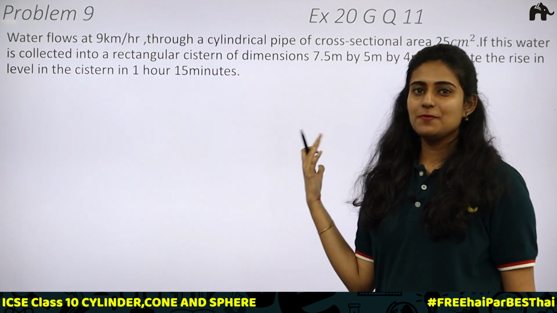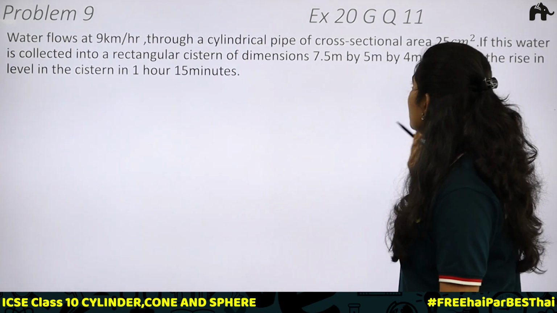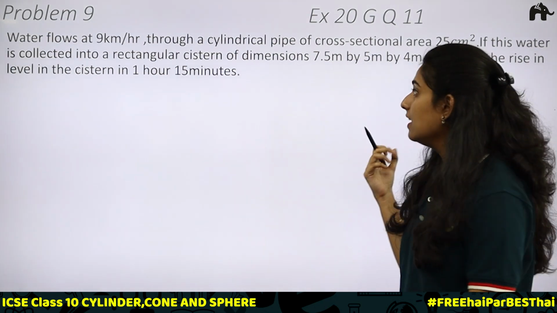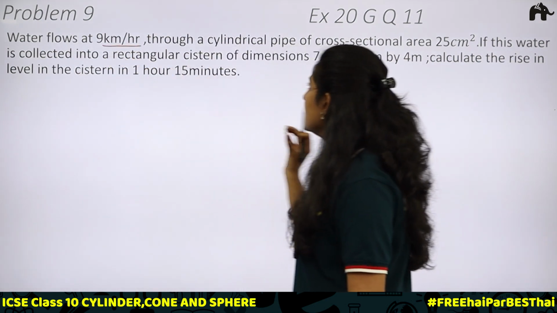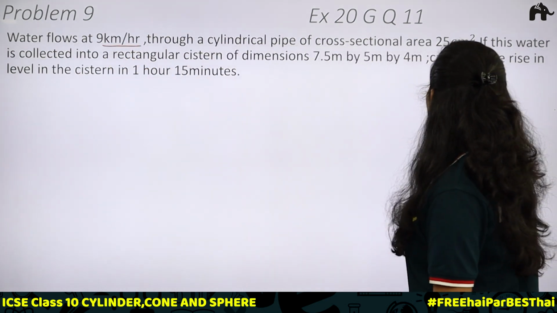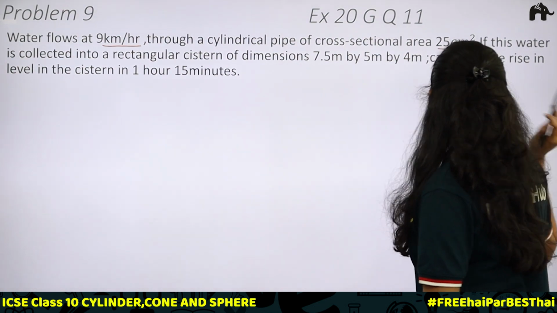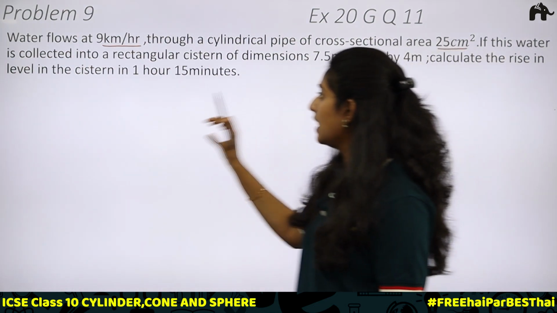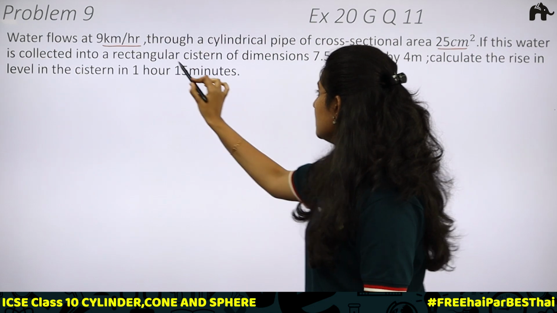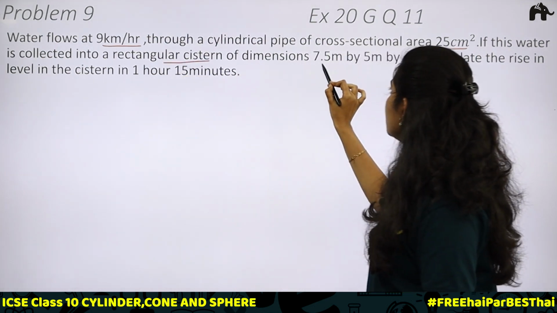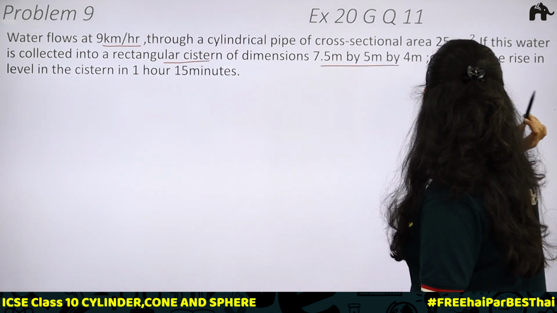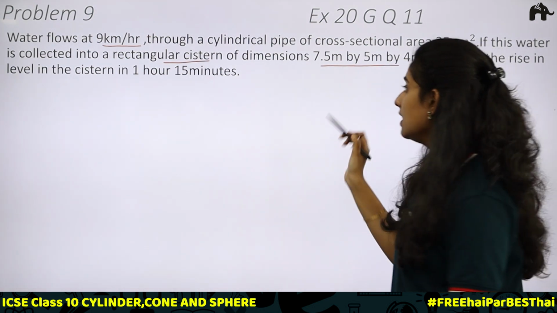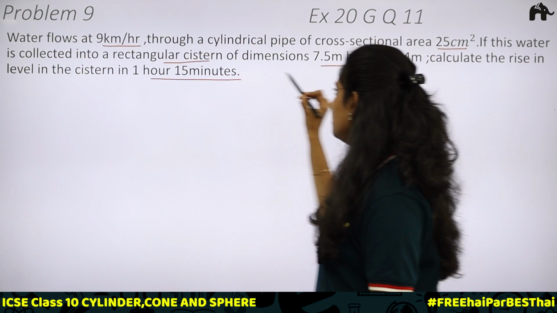Okay, let's move on to the next problem. Problem 9, question 11 of exercise 20G. Water flows at 9 km per hour through a cylindrical pipe of cross-sectional area 25 cm square. If this water is collected into a rectangular cistern of dimension 7.5 meter by 5 meter by 4 meter, calculate the rise in the level of cistern in 1 hour 15 minutes.